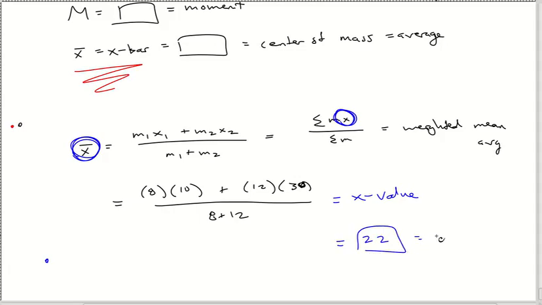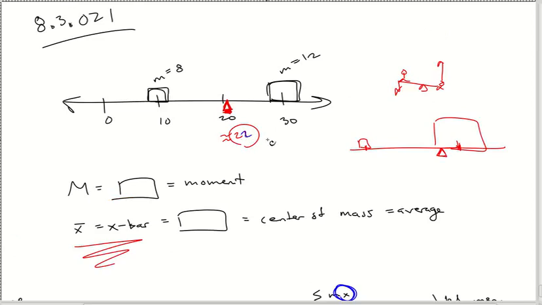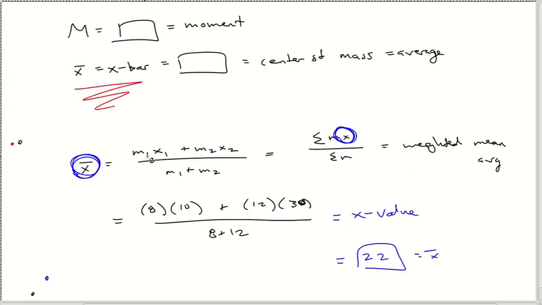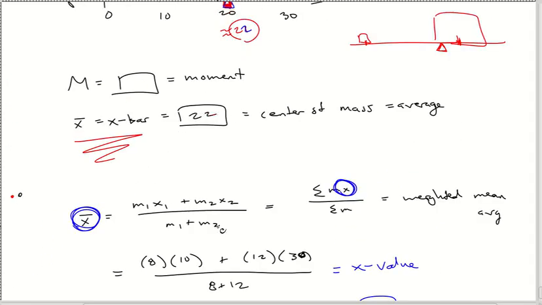22 is my x bar. And wasn't I pretty close? 21, 22, something like that? See? I was very close. That's my final answer. Done. Here, put it here, 22. You're done. There's nothing else to do there.